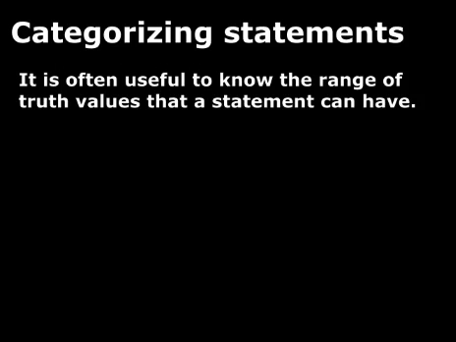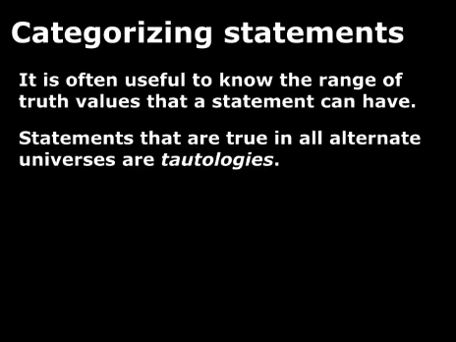Okay, let's move on. One final topic, which is pretty easy. We can use our truth tables to assess whether statements are tautologies, contradictions, or contingencies. Now, it's often useful for us to know the range of truth values that a statement can have. And there are 3 possibilities that are going to be important for us.